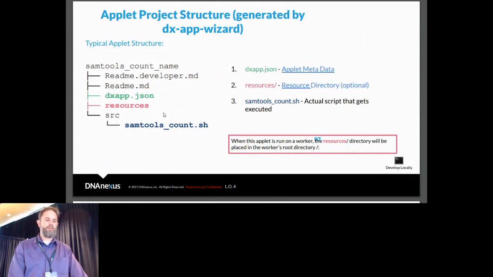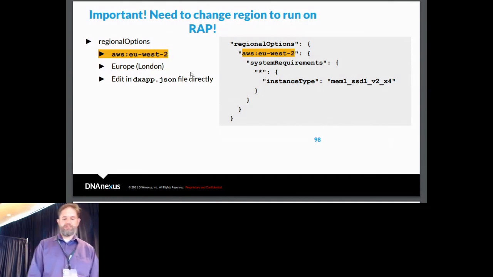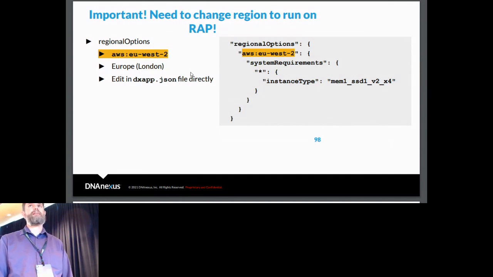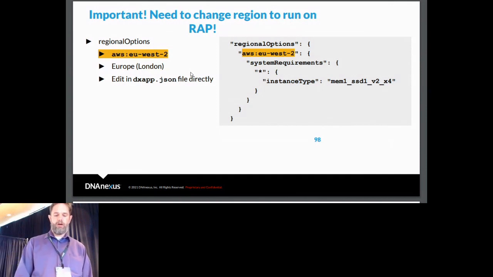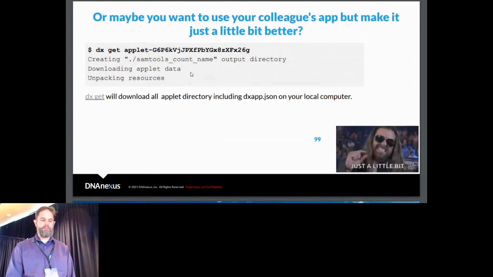So here's the project structure. And then I have this resources folder, so I can pop all kinds of binaries and dependencies in there if I need to do that. So that's super useful. If you are grabbing DNA Nexus apps, you want to modify them to work on the wrap. Remember EU West 2. That's the AWS region where all the UK Biobank data lives.